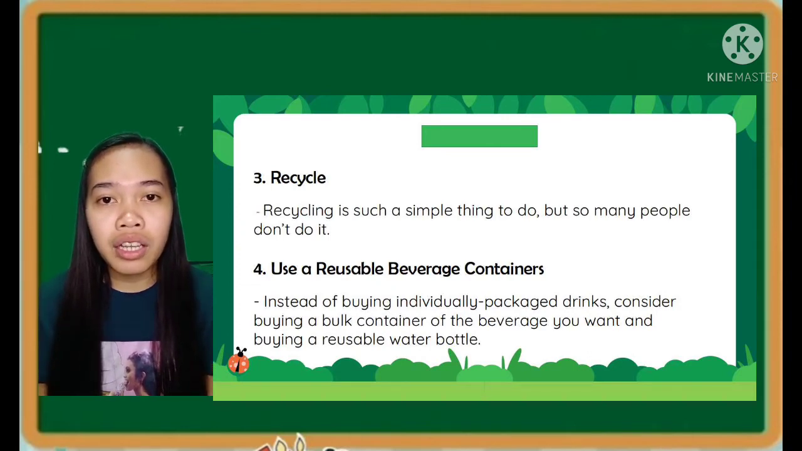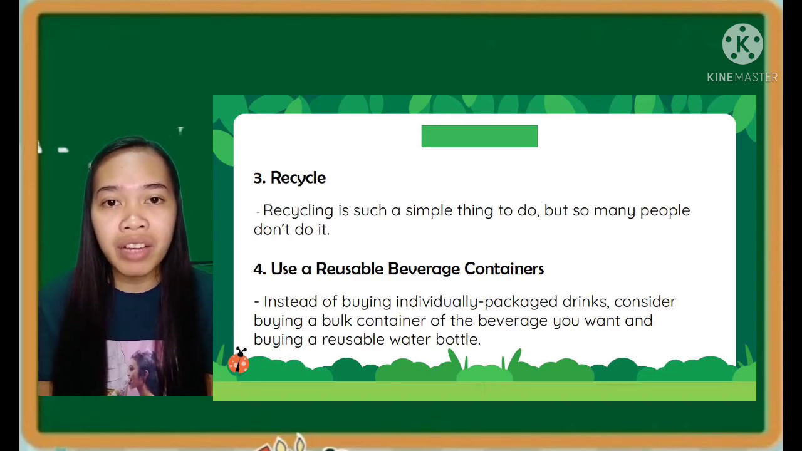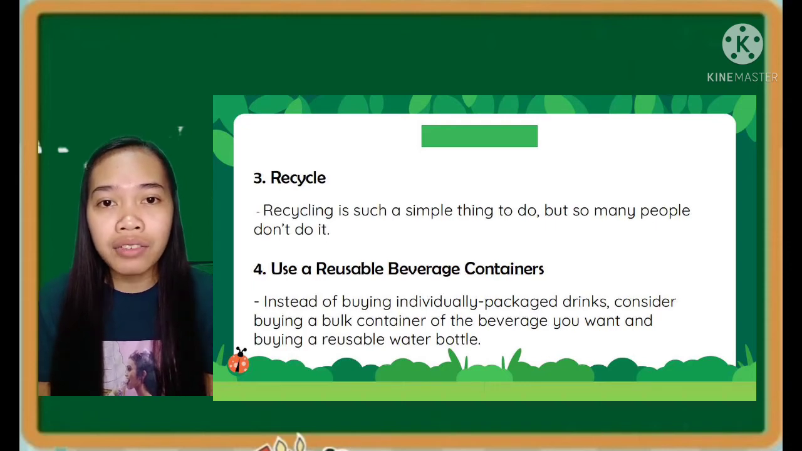Fourth, use reusable beverage containers. Instead of buying individually packaged drinks, consider buying a bulk container of the beverage you want and buying a reusable water bottle. Not only will this help the environment, but it will also help you save money since you are buying a bulk container.